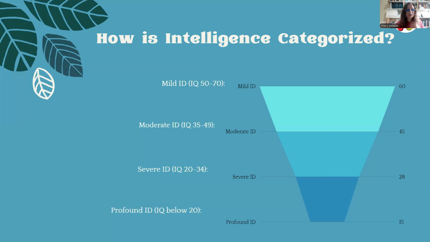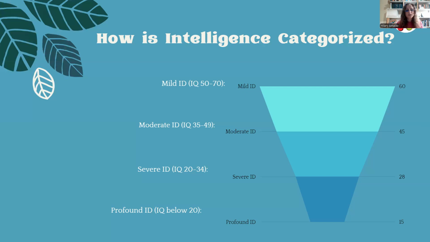For moderate ID, we see IQ points between 35 and 49 points. People with moderate ID may require ongoing support with daily living activities like communication and self-care. They may develop basic academic skills and potentially hold supervised jobs.